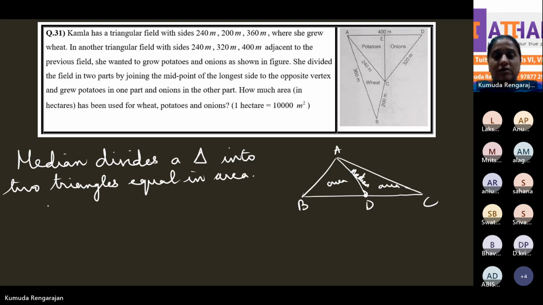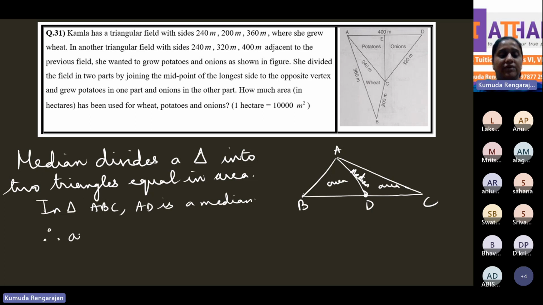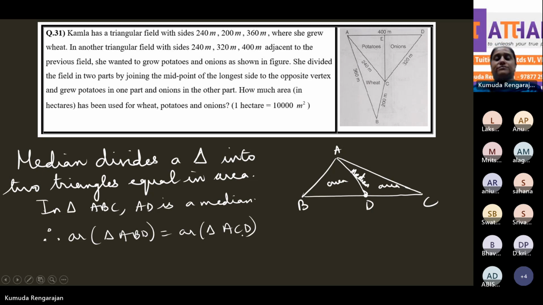That means in triangle ABC, AD is a median. Therefore, area of triangle ABD is equal to area of triangle ACD. AD is the median, so it divides a triangle into two triangles equal in area. That means in triangle ABC, AD is the median, so the area of triangle ABD is equal to the area of triangle ACD.